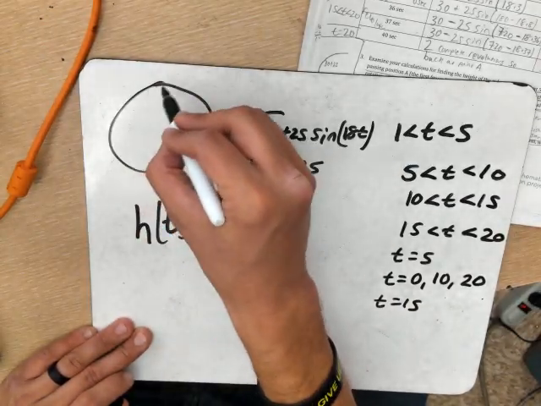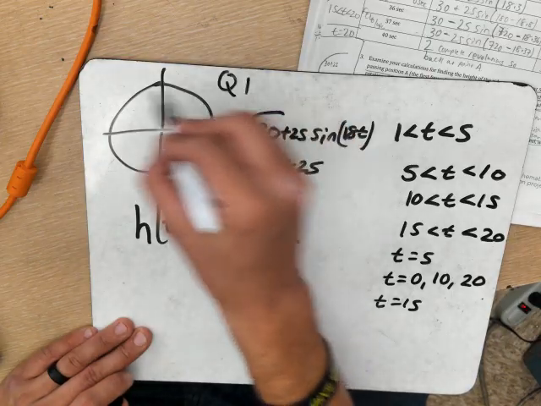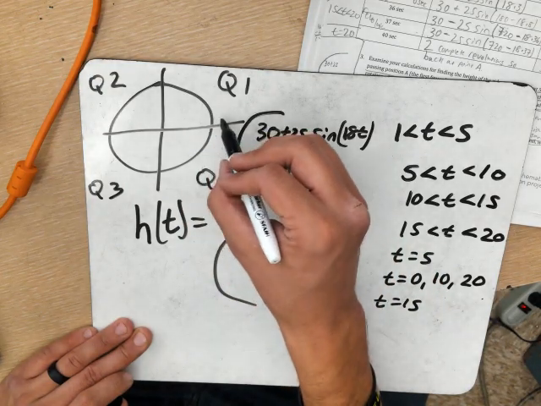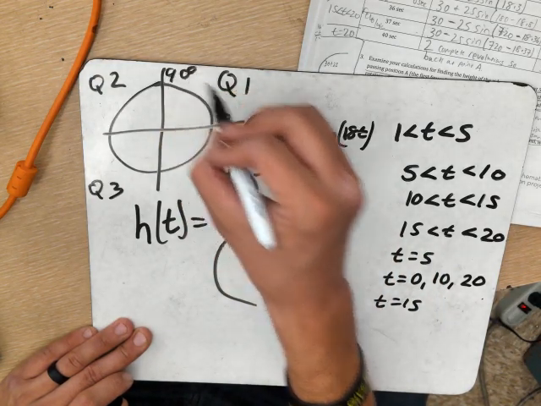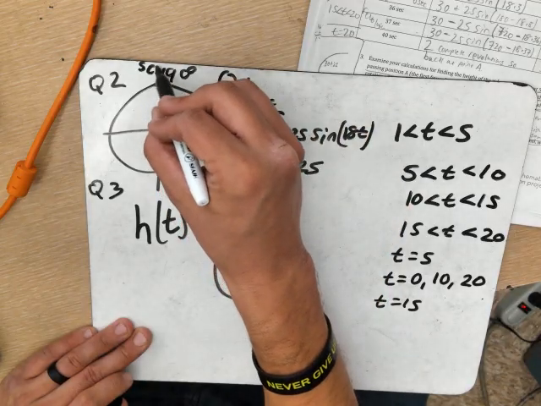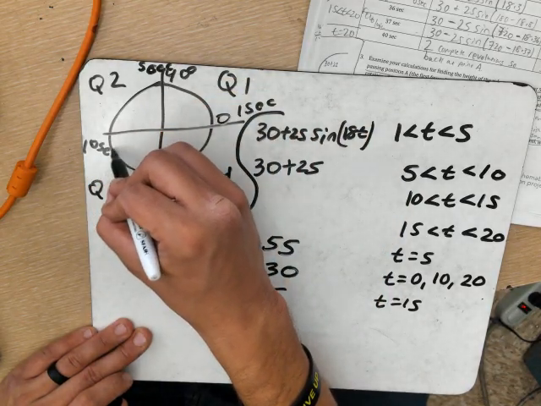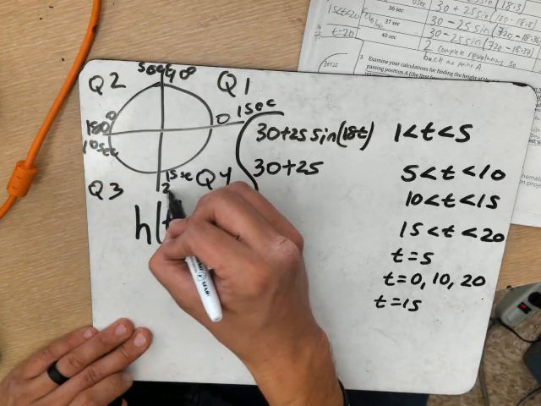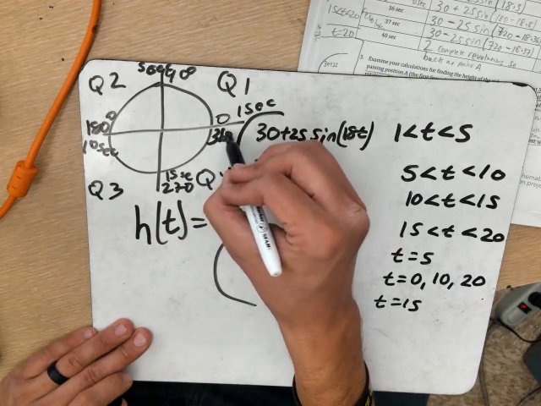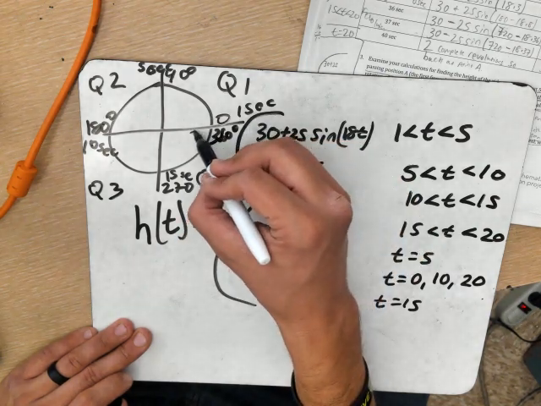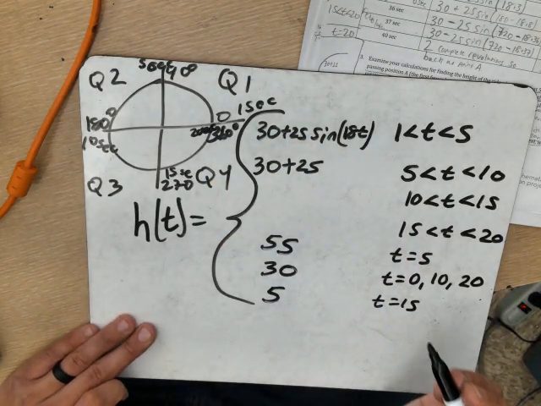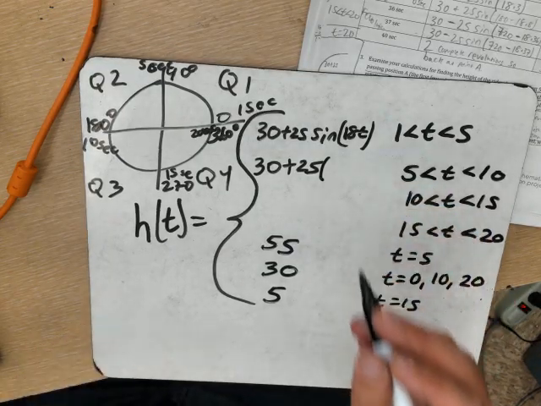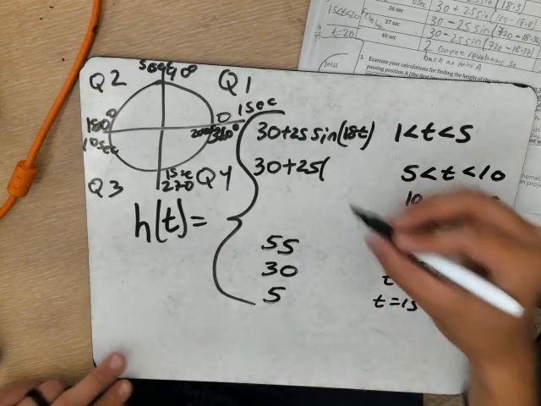Right, so we have a circle. Here's my quadrants. Here's quadrant 1, quadrant 2, quadrant 3, quadrant 4. This is 0 to 90, or 0 seconds to 5 seconds. This is 5 to 10 seconds, and this is 180. This is 10 to 15 seconds, and this is 270. And back to 360 at 20 seconds. So that's 30 plus 25 sine of 180 minus 18t.